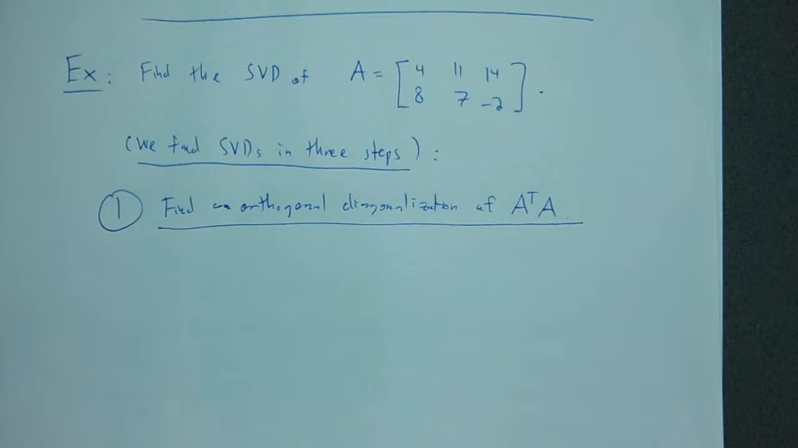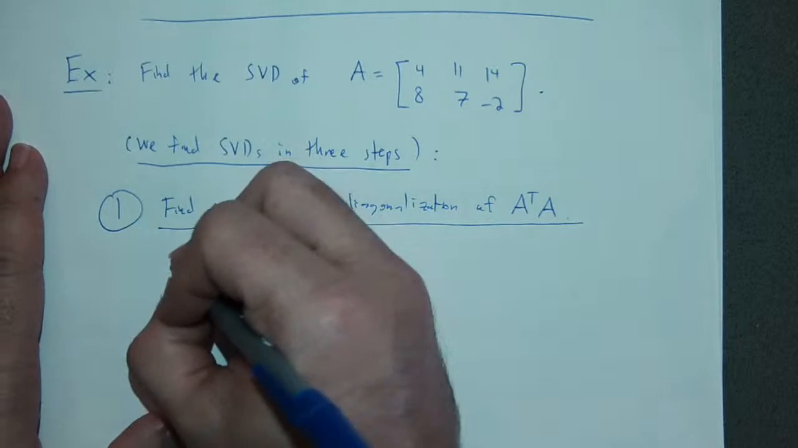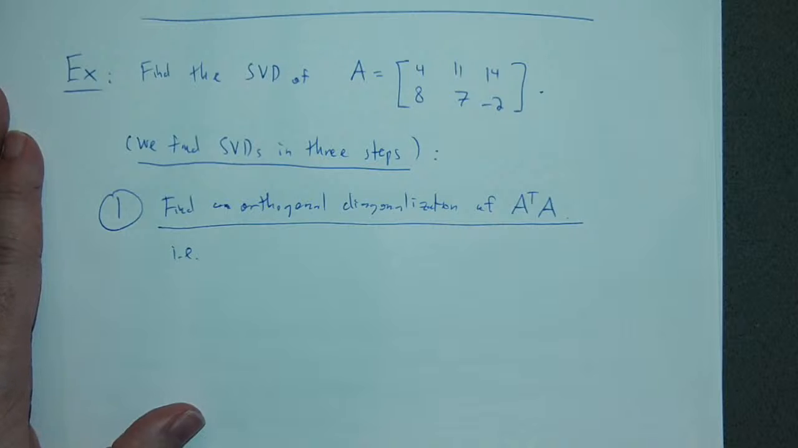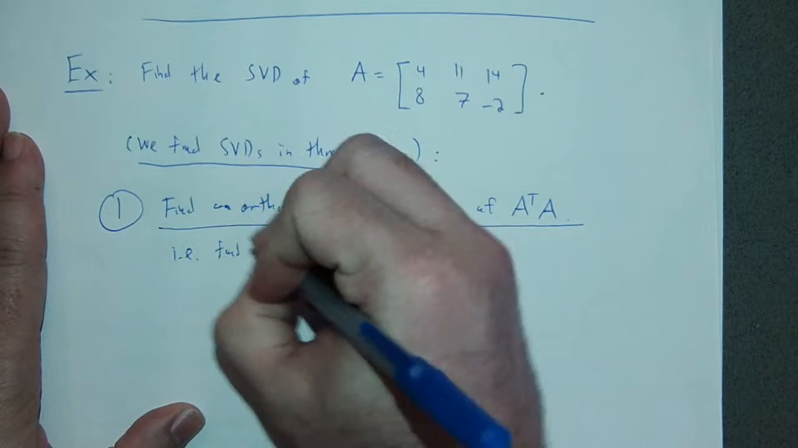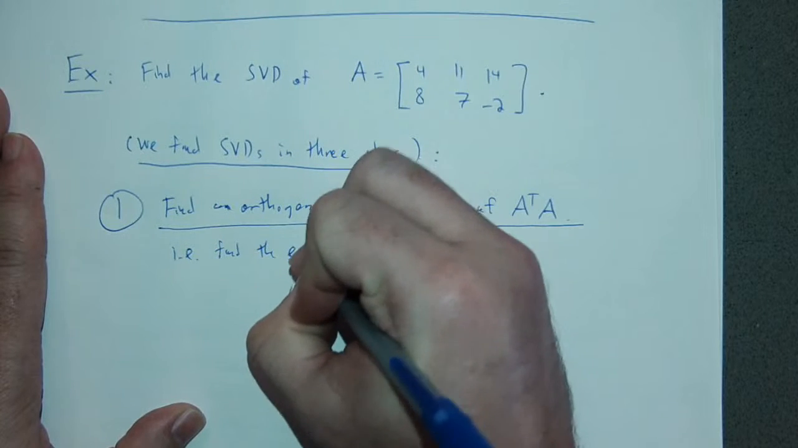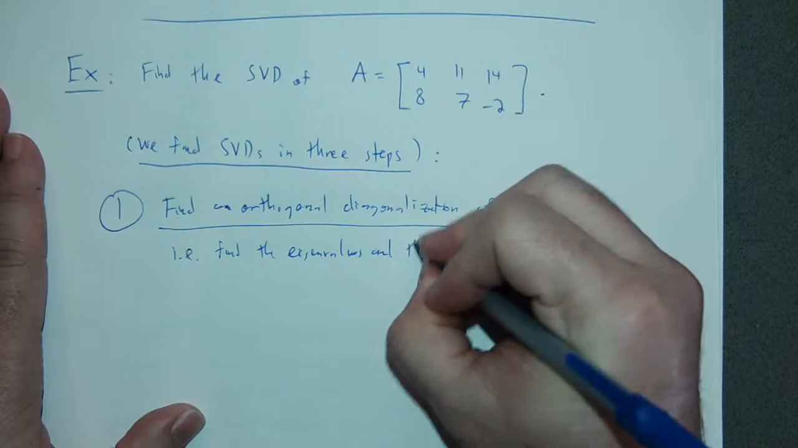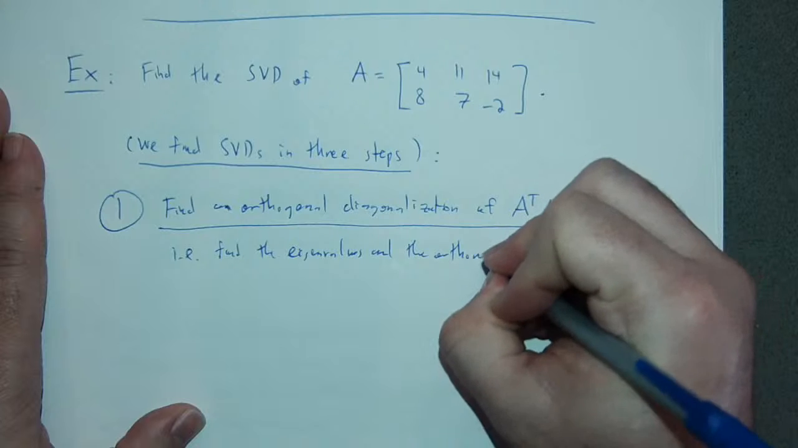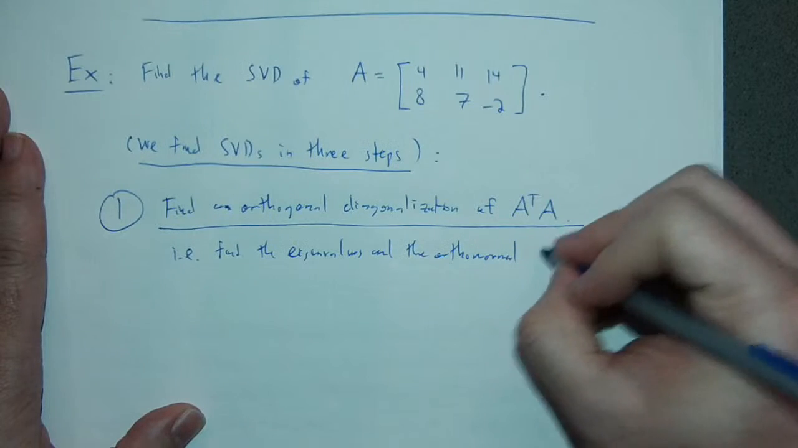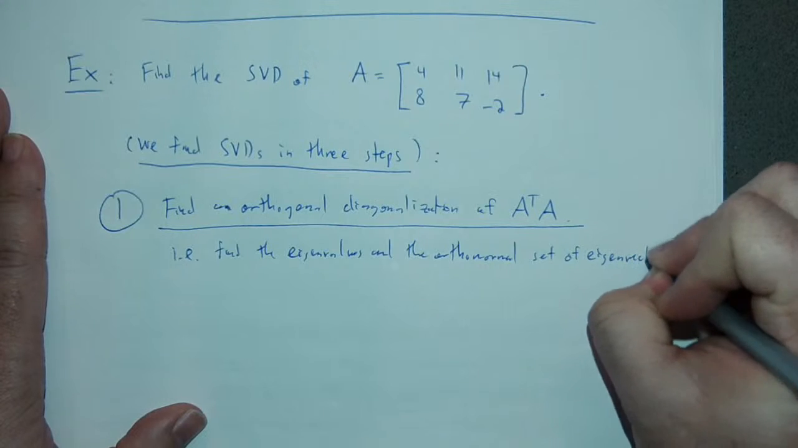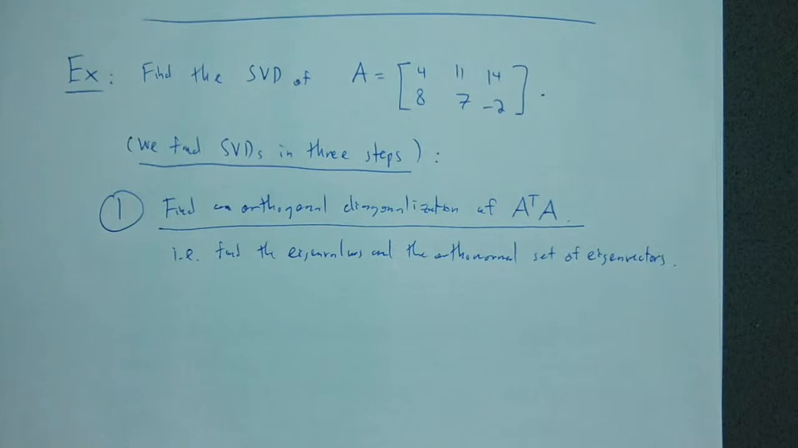But finding an orthogonal diagonalization, what does that mean? If I want to find an orthogonal diagonalization, what I need are the eigenvalues and the orthonormal set of eigenvectors. So find the eigenvalues and the orthonormal set of eigenvectors.